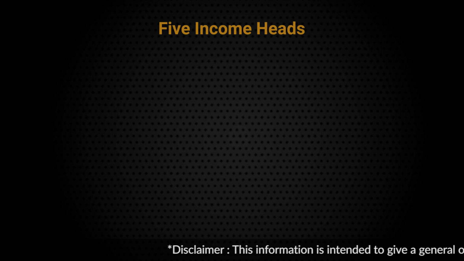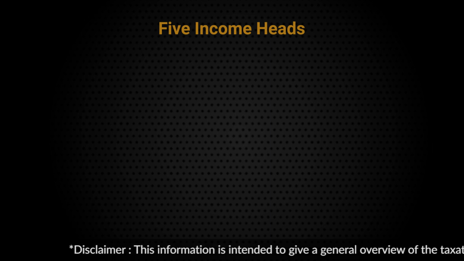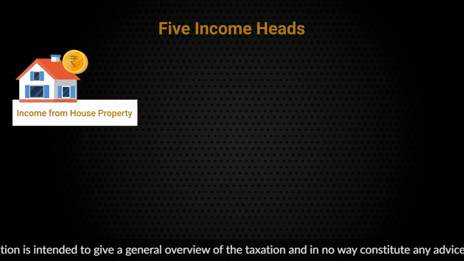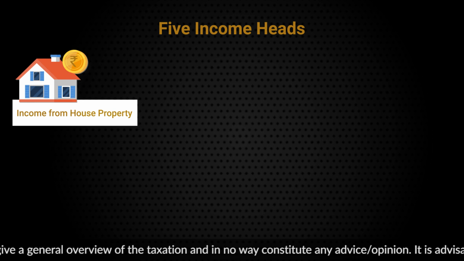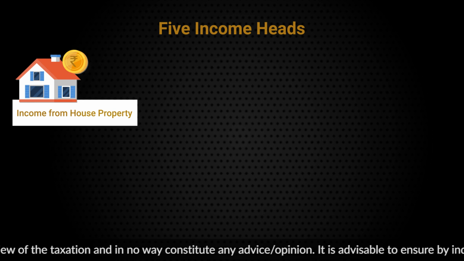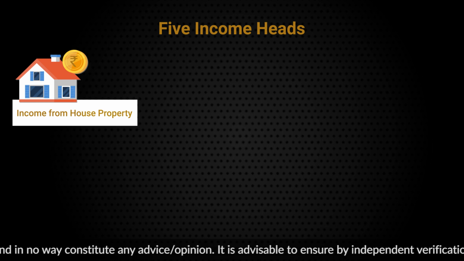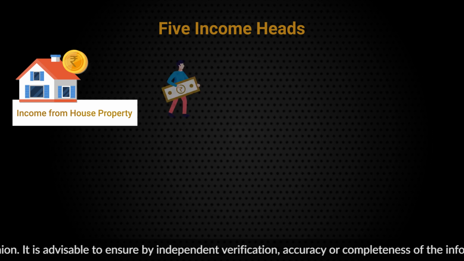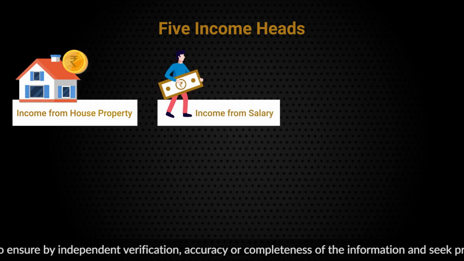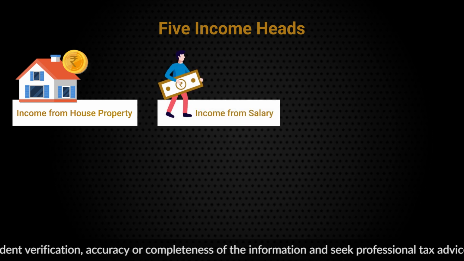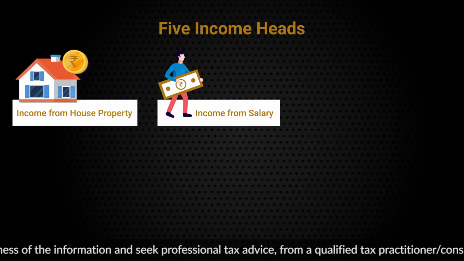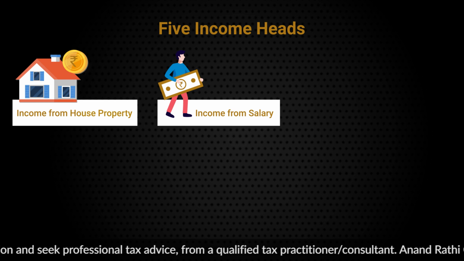What are the incomes that an individual may have? The first income head is income from house property. This is very simple. Anybody who owns a house and if he rents it out, the rental income that they get is classified under the Income Tax Act as income from house property. The second is income from salary. This is the most simple, anybody would understand. If you are employed with an organization, you get a salary, which is clubbed under income from salary.